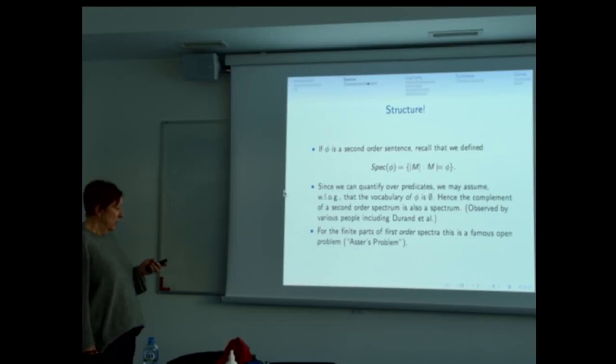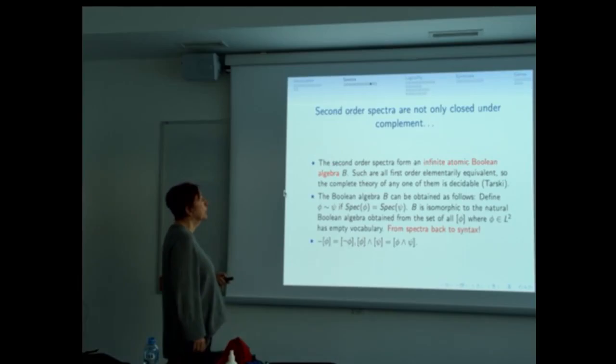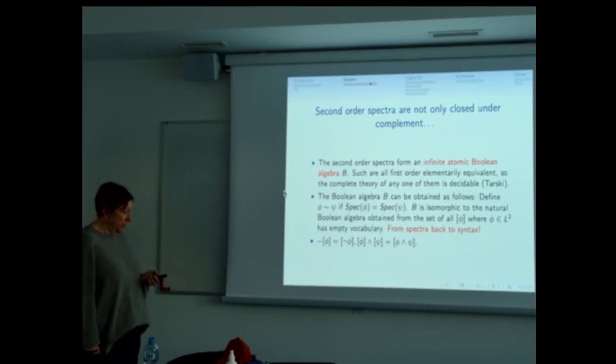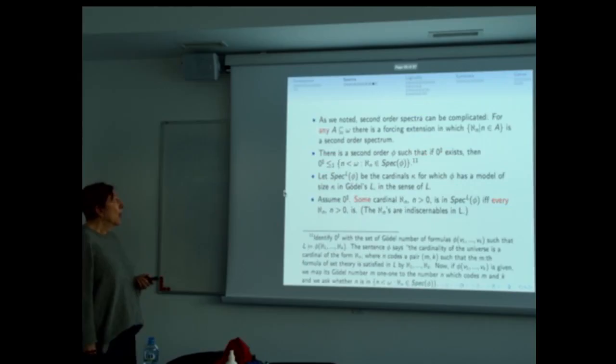In fact, the second order spectra form an infinite atomic Boolean algebra. What are the elements of the Boolean algebra? They're equivalence classes, where we say two second order sentences are equivalent if they have the same spectrum. Okay, so there's a structure there in these spectra. Here are some more observations.